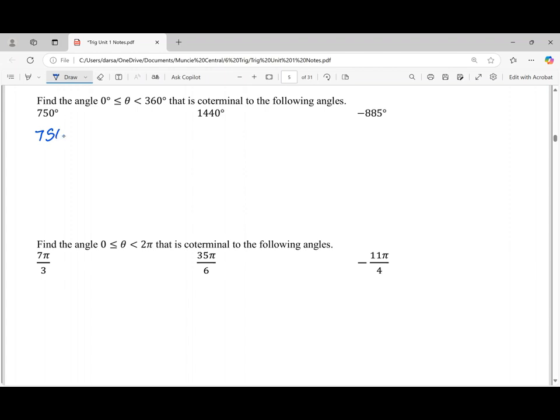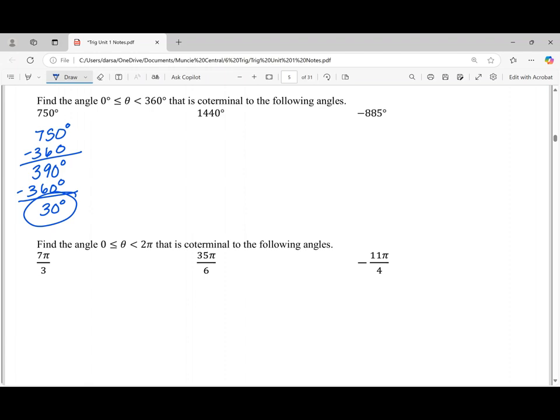Well, I'm going to take the angle 750 and subtract 360 degrees, and I am going to get 390 degrees. Stop. Is 390 between 0 and 360? It is not. So we're going to subtract 360 degrees again, and we will get 30 degrees. So 30 degrees is the angle between 0 and 360 that is coterminal to 750 degrees. So if I want to graph 750, I'm just going to graph 30 and loop around twice and then go to 30. That's all we do.